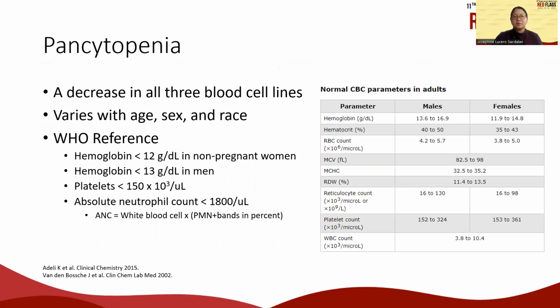Published reference standards by the World Health Organization use the following cutoffs: hemoglobin less than 12 in non-pregnant women and less than 13 in men, platelets of less than 150, and for white blood cells, the absolute neutrophil count is more informative. A count of less than 1,800 is considered neutropenia.